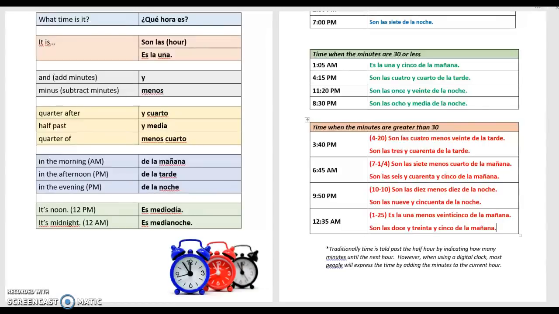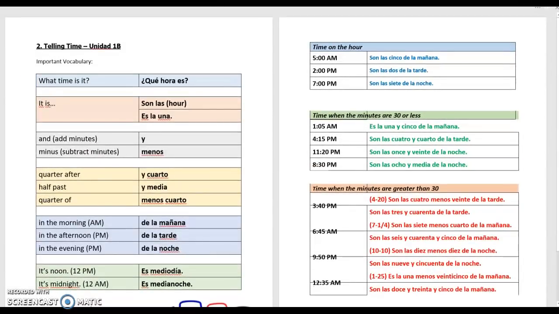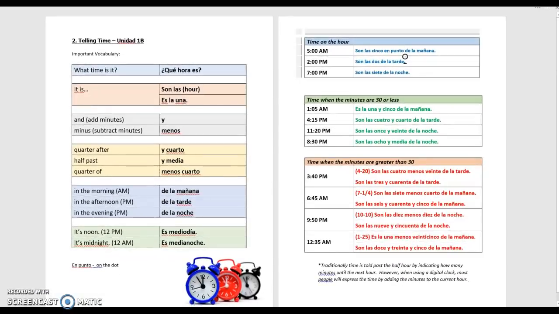So guys, one more thing I want to add is there is an expression in Spanish, and it is en punto. It literally means on the dot, meaning right on. So what you can do with these times that are on the dot, for example, 5 o'clock in the morning, you can say son las 5 en punto if you want. It's not necessary. It's something you'll hear people say, and they'll throw it in sometimes, just to be a little more specific.